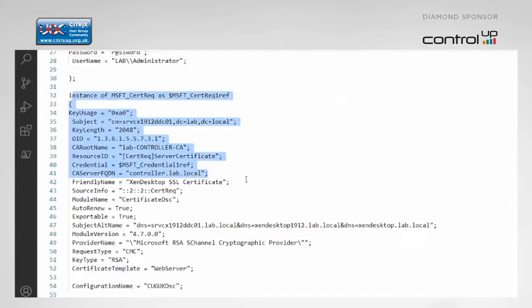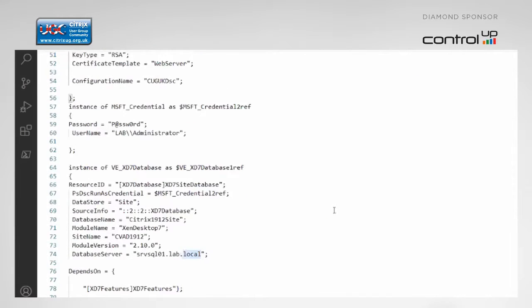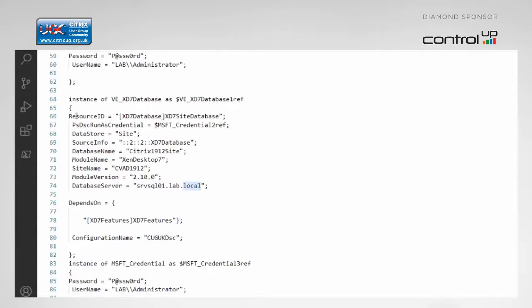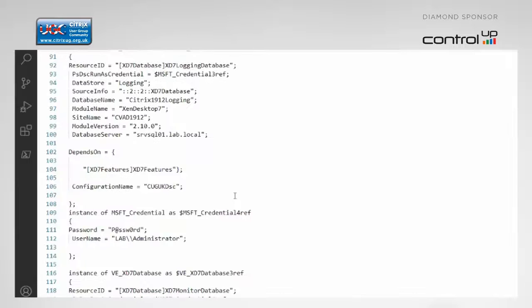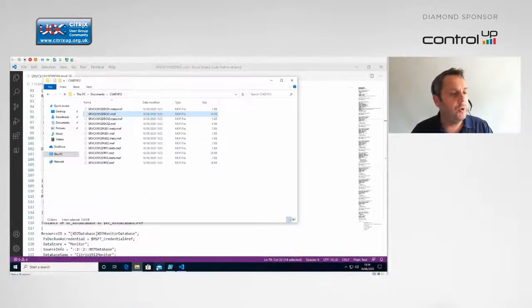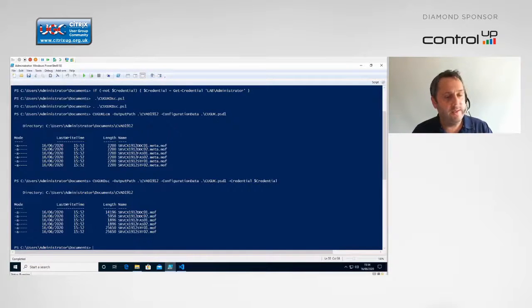Here's a certificate request that this machine is then going to make, and all of the details. You can see all of the subject alternative names that are going to be in the certificate request for this particular node. So I'm going to go and create my database. Here's my SQL database server, the database name that I want, and the credentials that it's going to run under. So I can take all of these configurations and push them to my nodes.